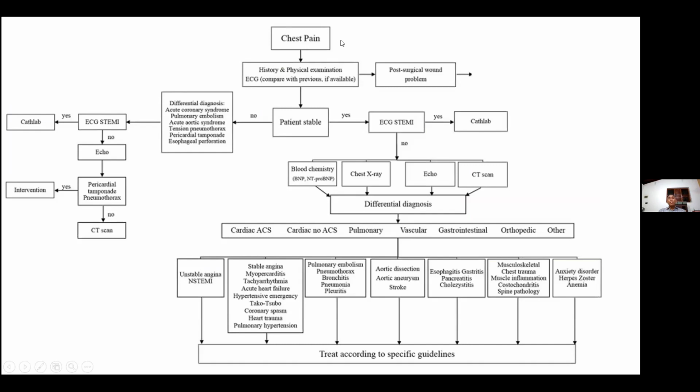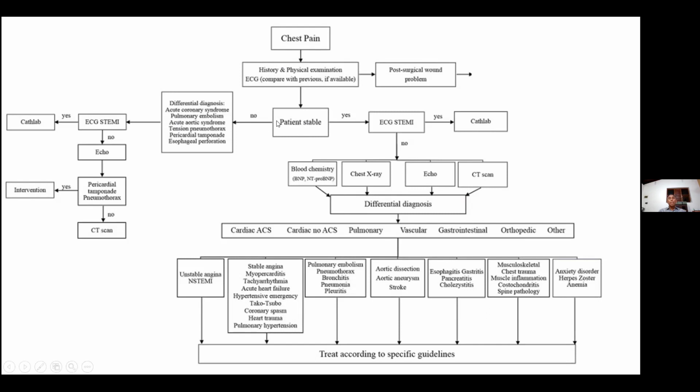So this is quite a big chart, but it covers all we have discussed here. They present with chest pain, you assess them with history, physical examination, ECG, and if it is a post-surgical problem, you deal with the surgical issues. If it is a wound or some infection, you tackle them. And if the patient is stable, you analyze the differential diagnosis, the causes I have mentioned here.